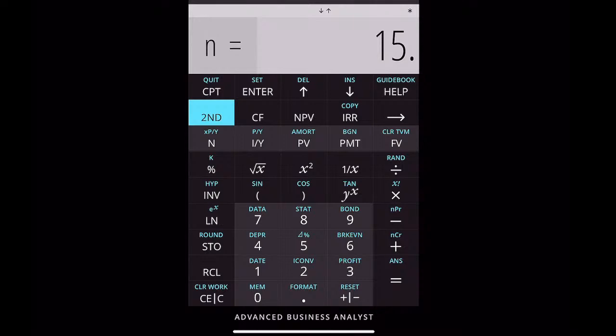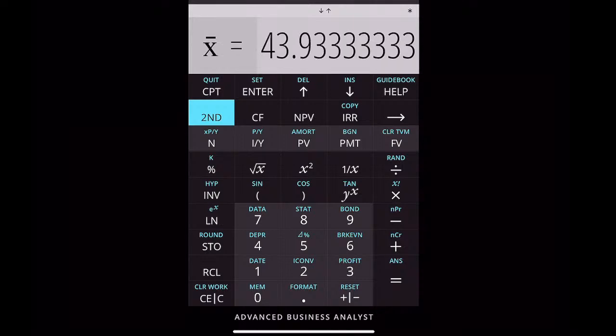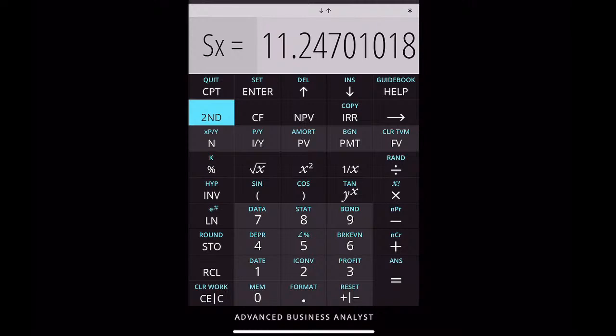N was 15, that's the sample size. Here is the mean. This is the sample mean, X bar. The answer is 49.3 or approximately 44 hits. This is the sample standard deviation, 11.25. And I made a video about the sample standard deviation. You need to watch it, okay?